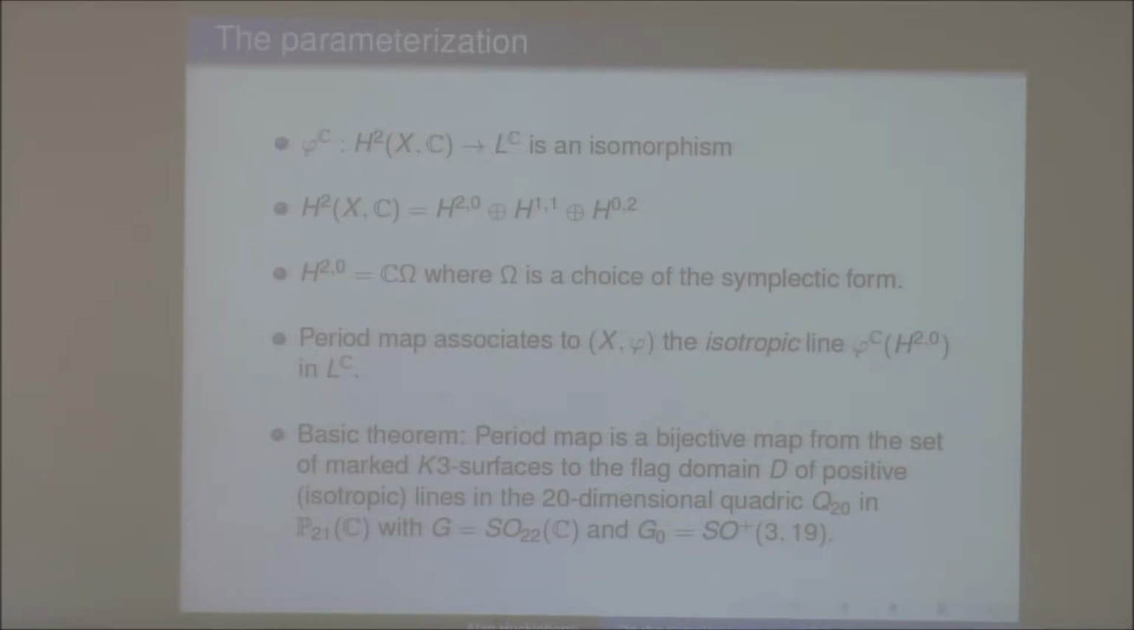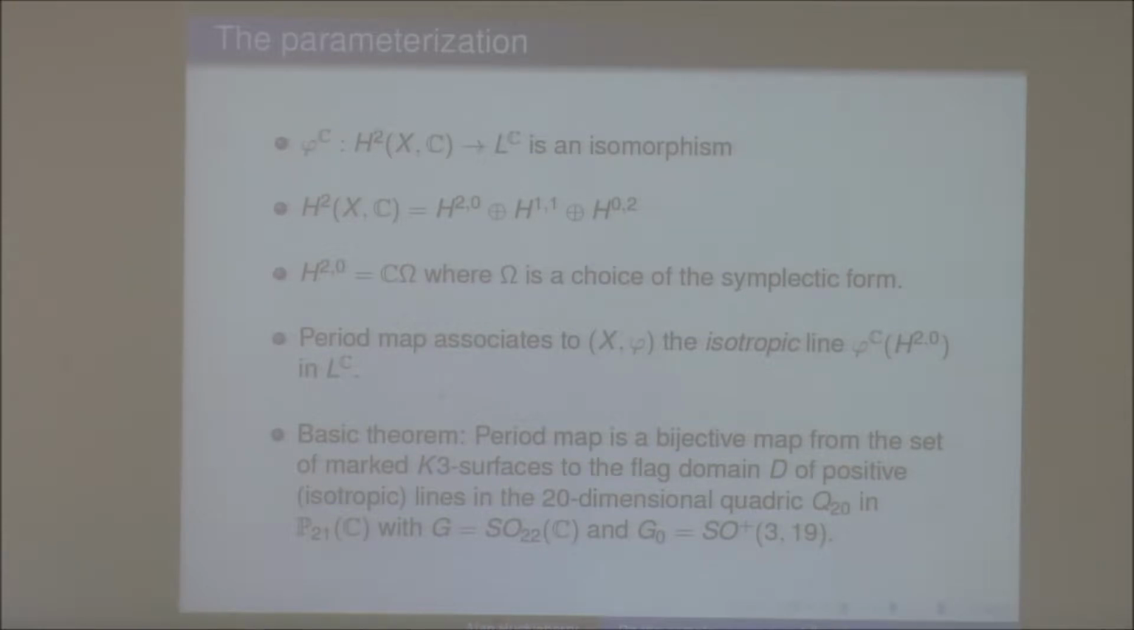So given a marked K3 surface, you have a map, you have a point in that flat domain. So that's an open orbit of SO(3,19). I wrote plus because otherwise it's not connected. Okay, so there are many problems here. Some people call this the Torelli problem. So the first question is injectivity, and this is yes. The second question is surjectivity, and this is yes.